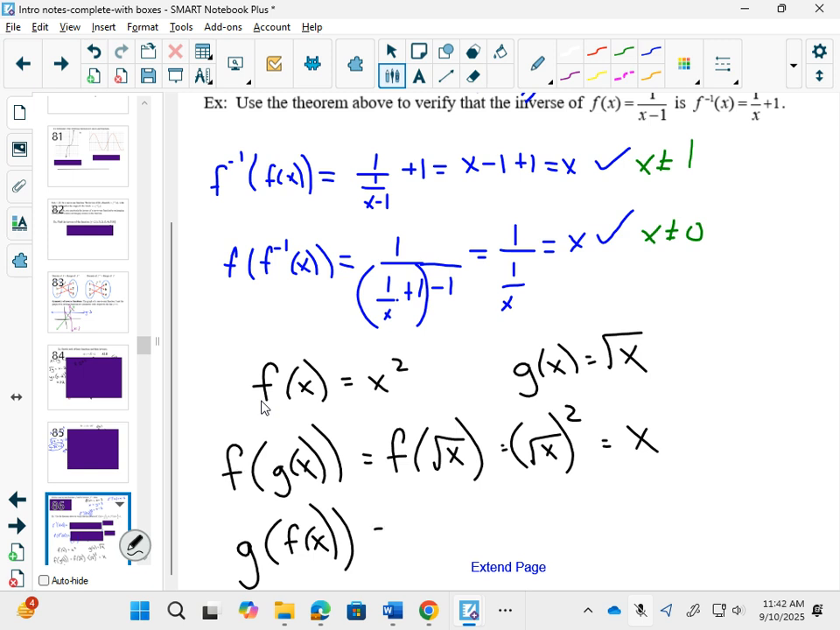G of f of x would be g of x squared. And by the way, this would have a restriction, right? X would have to be bigger than or equal to 0. G of x squared is the square root of x squared, which is the absolute value of x, not x. Close, but not exactly the same.